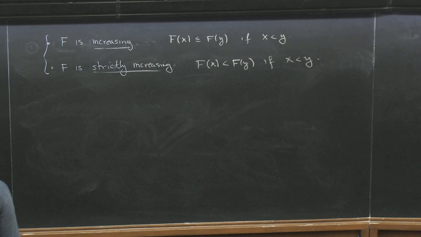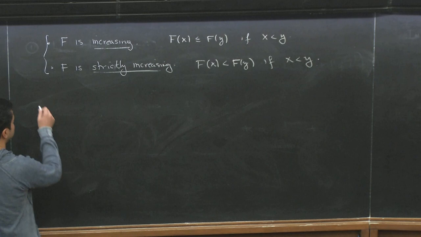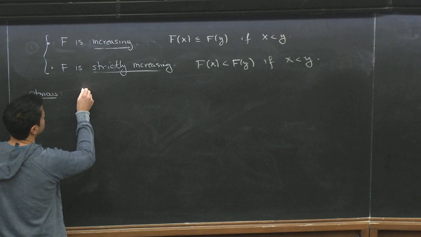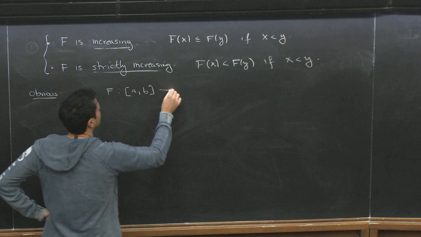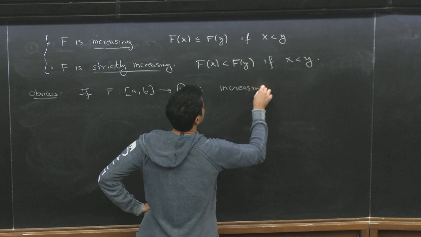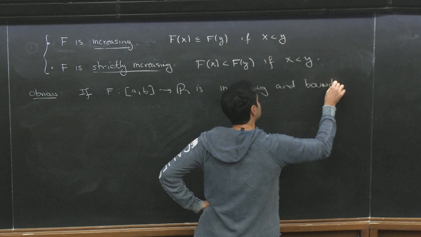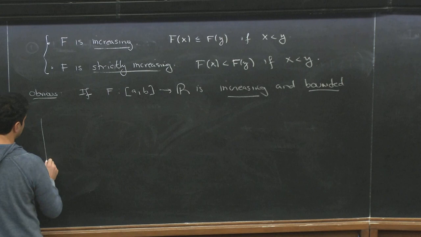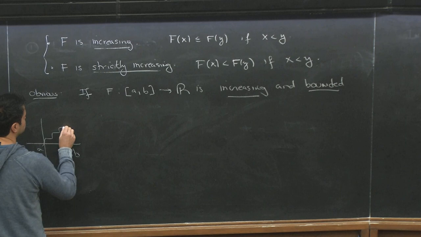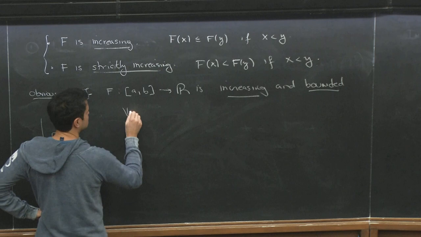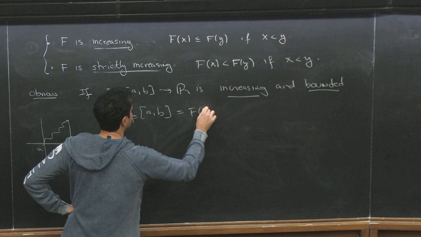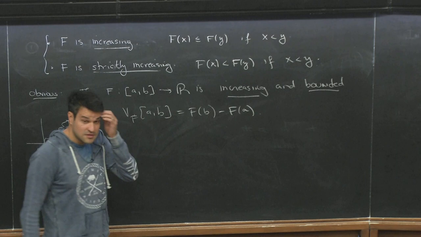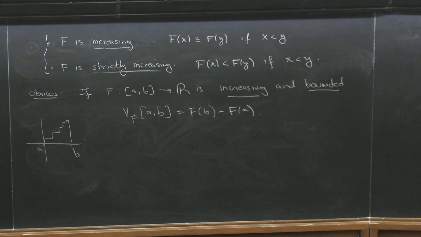Now, the first obvious thing is that if f from A, B to R is increasing and bounded, then of course it has bounded variation. So you have a function from A to B, which is increasing and bounded, and the variation of f in the interval AB here is, of course, f of B minus f of A. So the easiest functions of bounded variation that you can consider are the functions which are monotone increasing and bounded.